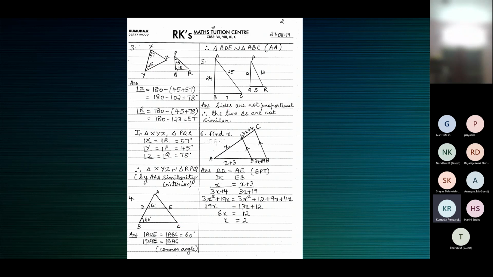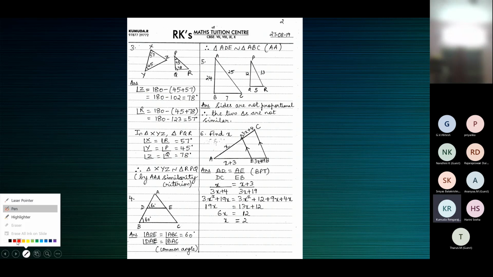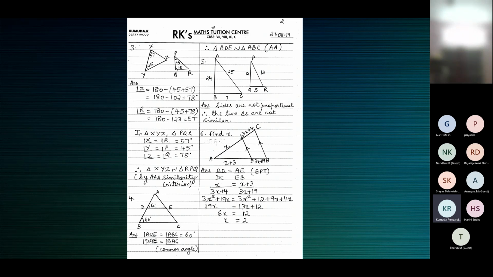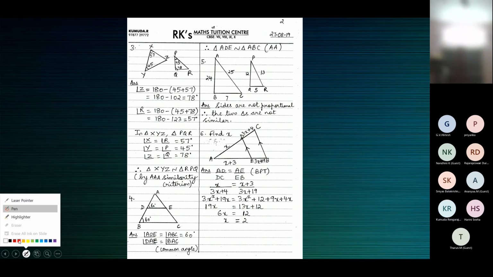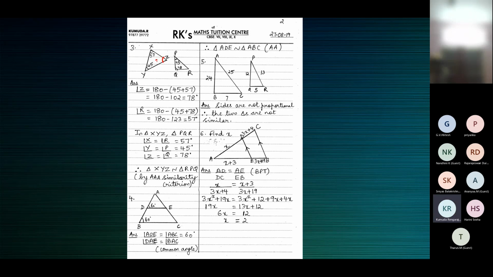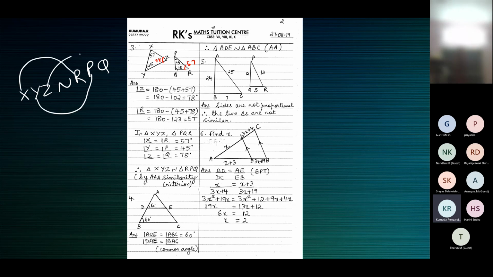In the fourth one, again, this is the question, children. Show that, okay, and the order. The order is very easy. What is the measure here? Z is 78 and R is 57. So just match the angles. If you say XYZ for the first triangle, similar to: X is 57, R is 57, so R. Y is 45 and P is 45, so P. Z is 78, Q is 78, so Q. Z with Q. X and R angles are equal, Y and P angles are equal, Z and Q angles are equal.